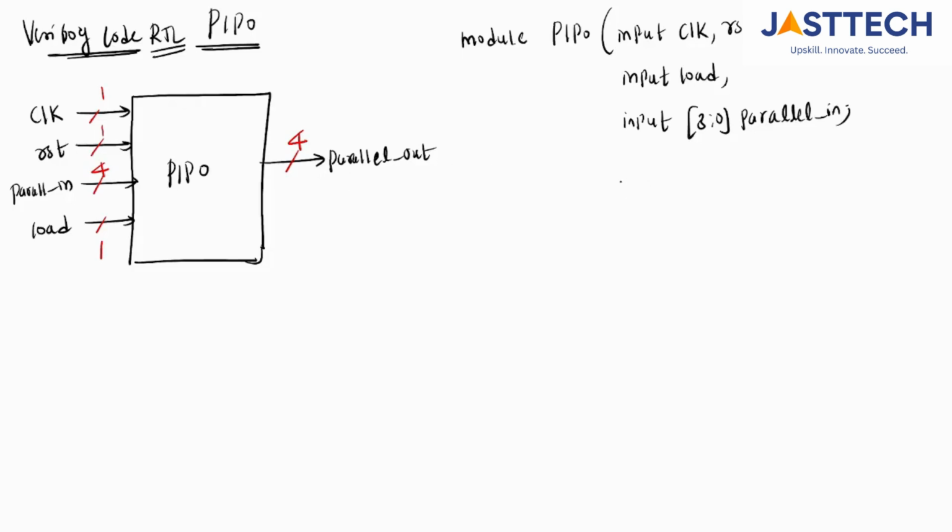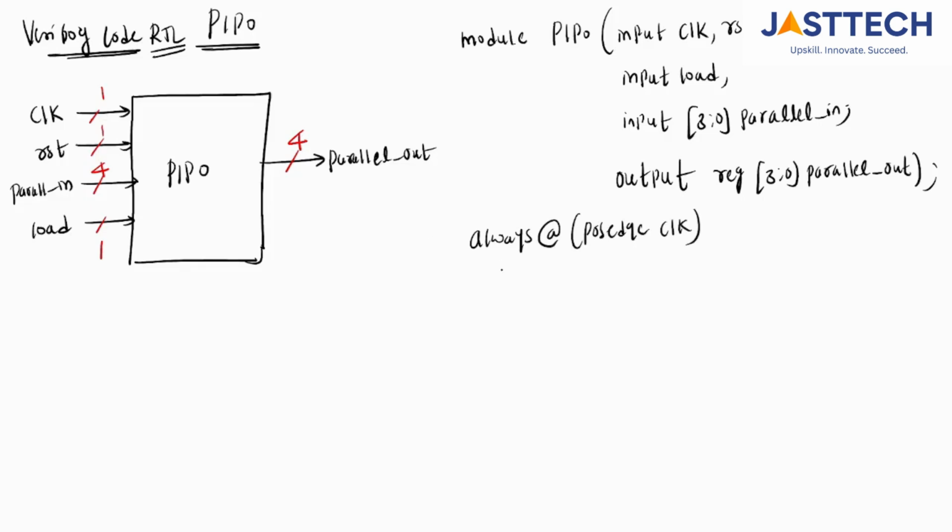And output, I'm declaring with reg data type, reg [3:0] parallel_out. Why? Because this parallel out I am using in behavioral modeling. That's why, as per port rule connections, output should be reg data type. Okay, so always @(posedge clock).